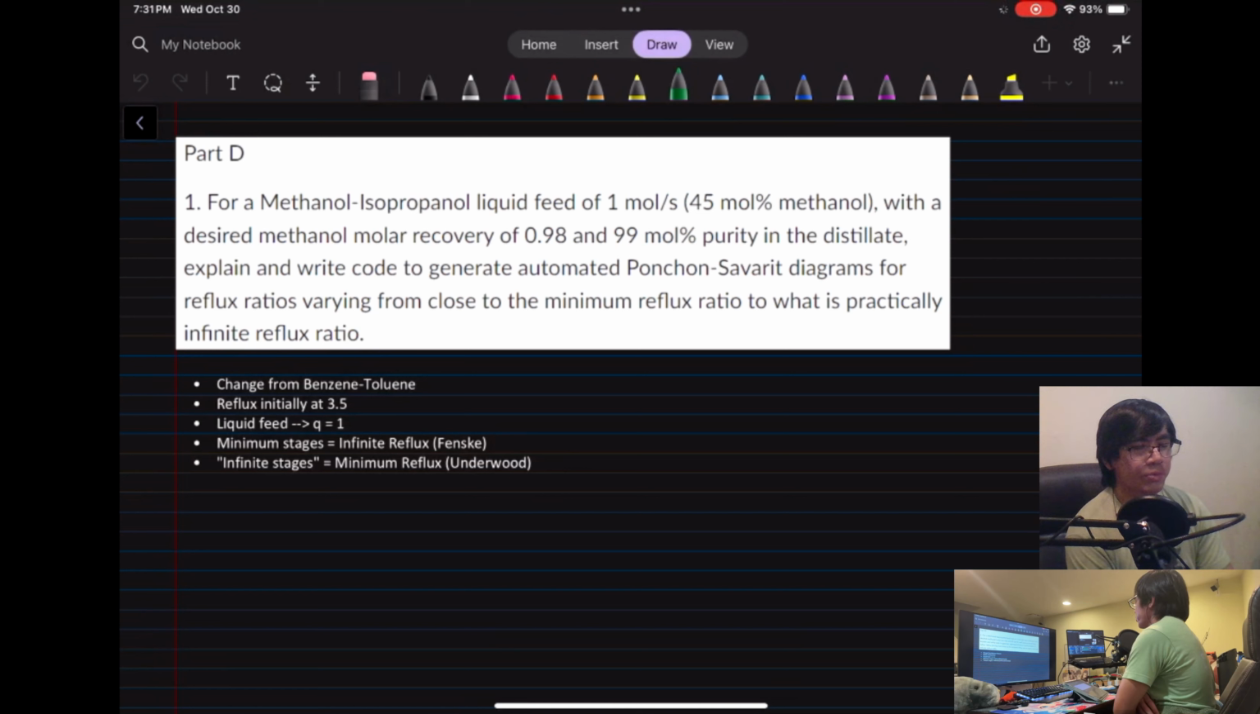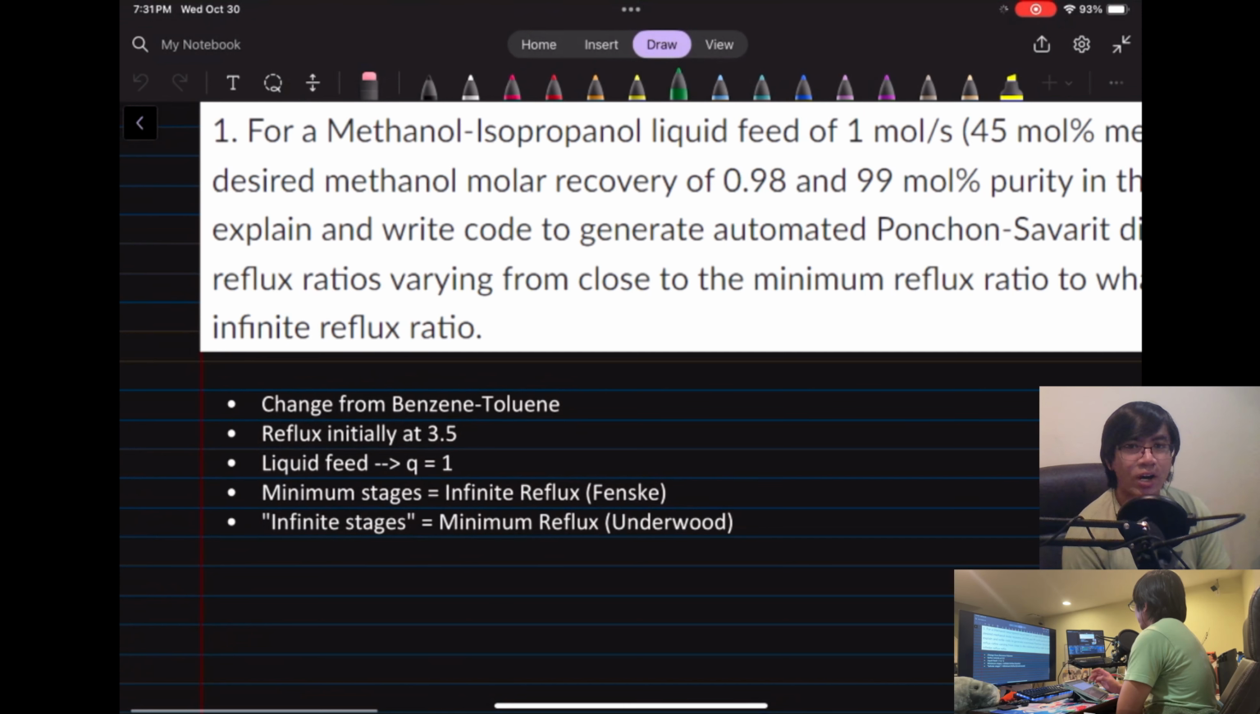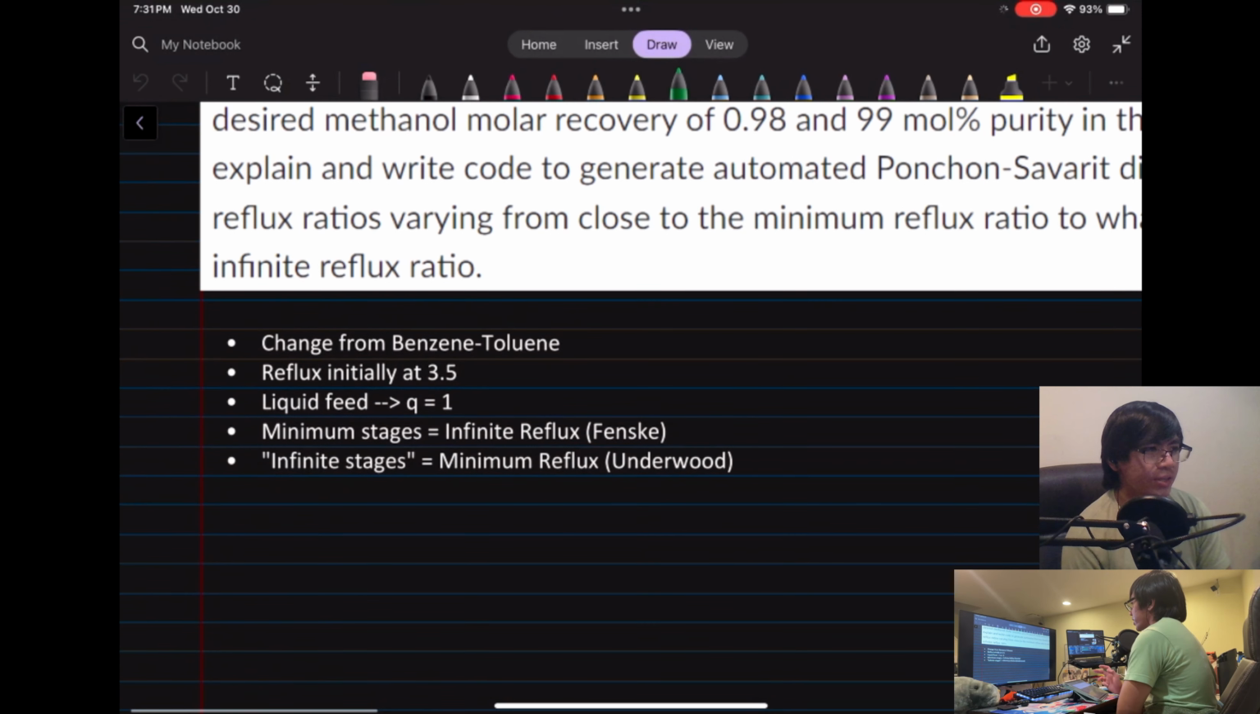So actually we'll also be generating not just our Ponchon-Savarit, but in the column next to it, the binary XY diagram, essentially our McCabe-Thiele, our staircase with our operating lines. So I have made a couple notes here just of the changes that are not explicit or obvious in our problem statement. So again, changing from benzene to toluene.